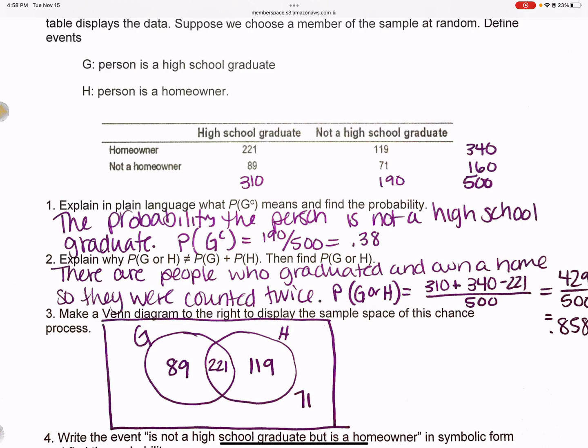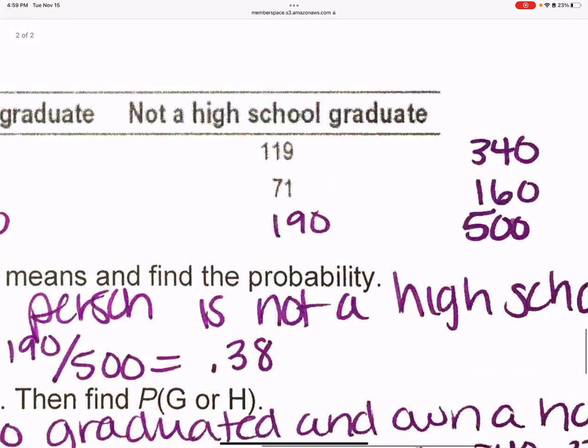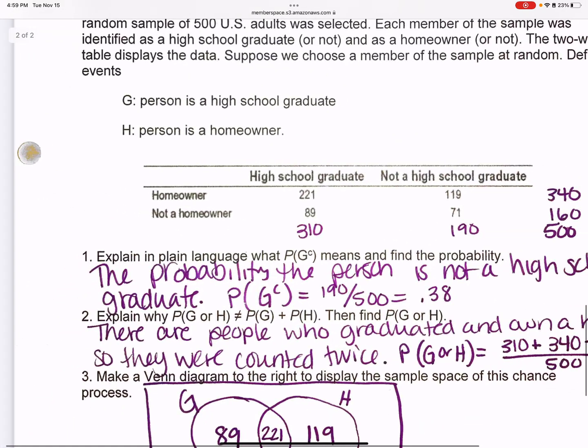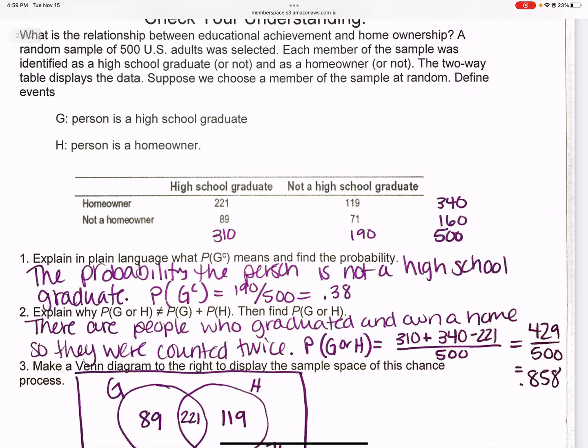Explain why P of G or H does not equal P of G plus P of H. And the whole reason is because there's an overlap. Graduate and homeowners, if you notice, look at what's the probability of graduate. Graduate is 310 out of 500. Probability of homeowners is 340 out of 500. Now I've got more than 500 out of 500, more than 100%, because you can see that 221 high school graduates are also homeowners, and they got counted in my 310 of high school graduates, and they got counted in my 340 of homeowners. So they got counted twice. So that's why it does not equal what it's proposing on number 2.